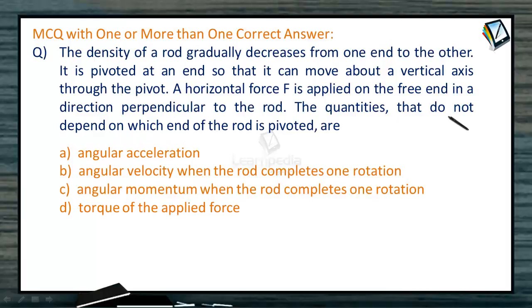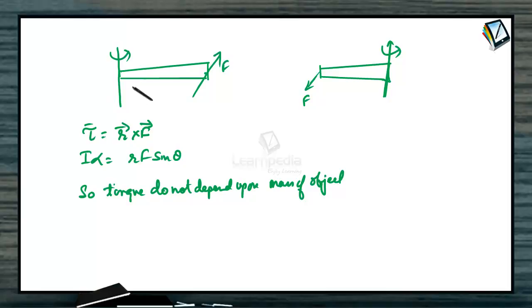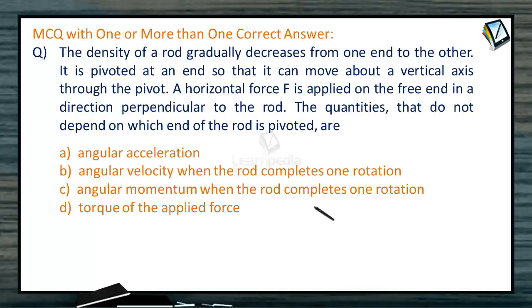So the quantity that does not depend on which end the rod is pivoted is angular acceleration. If we take it here, the moment of inertia is I for this particular rod about the end, then it will be I into alpha. So angular acceleration does not depend upon the point where you are applying the force. So option A is the correct option.